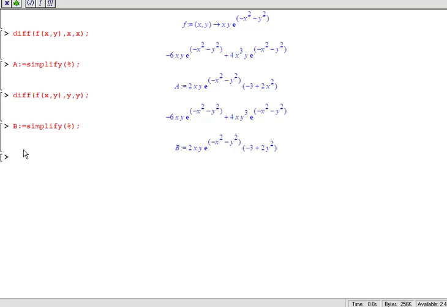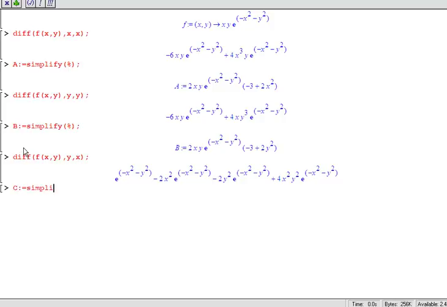And then let's differentiate f of x, y with respect to y, and then x, or x then y, doesn't matter because it's continuous. And we'll call c the simplification of that. Remember, percent does what your previous command was. And if you check what we did longhand, that's what we get on all those cases, if you go back and do that.